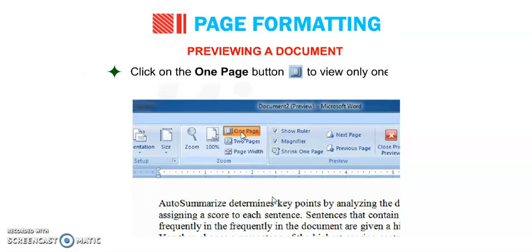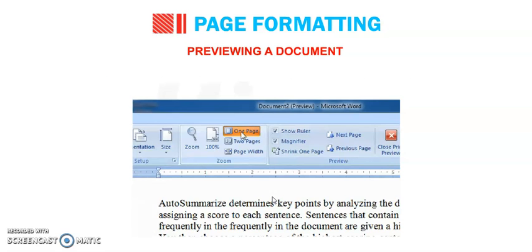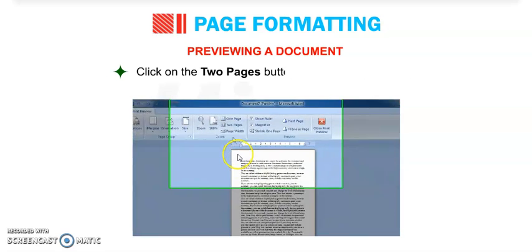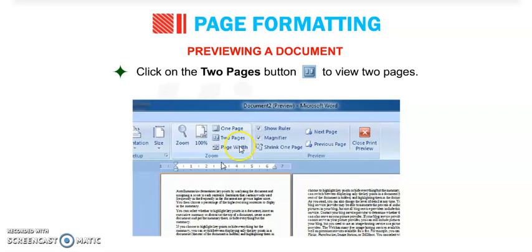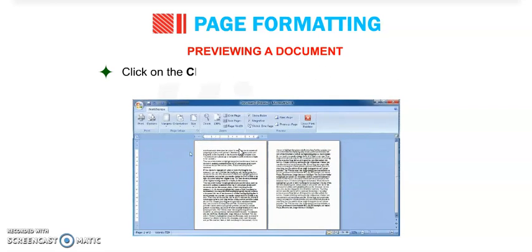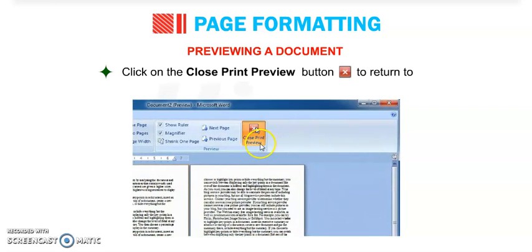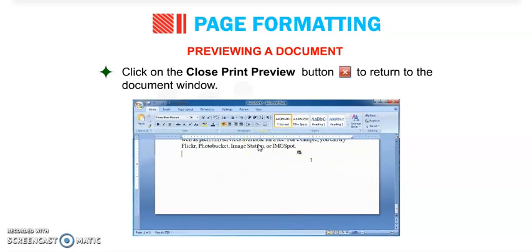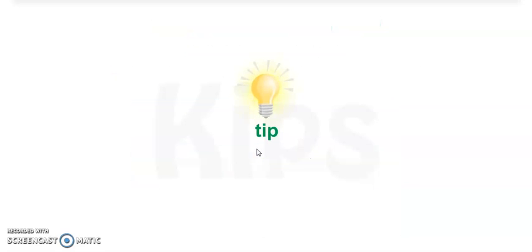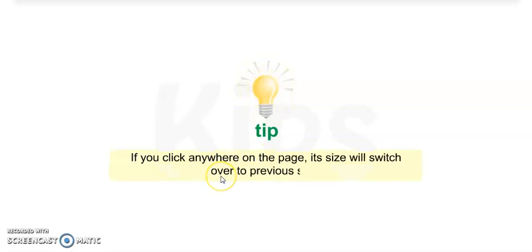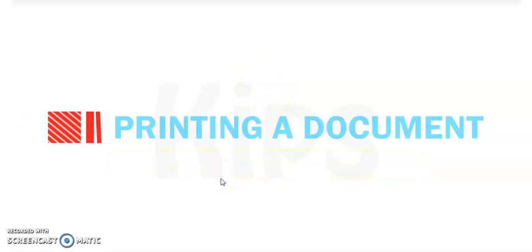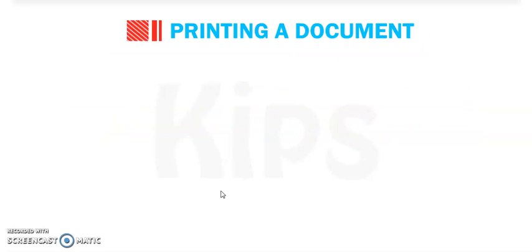Click on the One Page button to preview only one page. If you want to see two pages, then click on Two Pages. And to close, click the Close Print Preview option, and it will return to the original document. Next, if you click anywhere on the page, its size will switch over to the preview size.